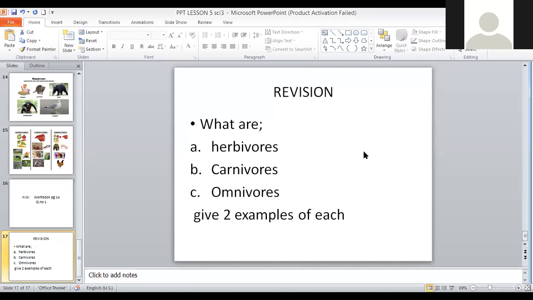First tell me, what are herbivores? Herbivores, they eat plants. Very good, Abira. Okay, Abira, can you give me one example of an herbivore? Dog, cow. Okay, cow.